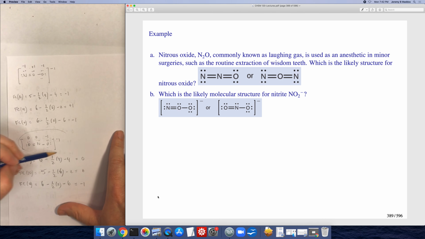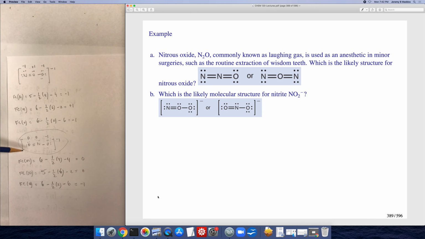So this is the preferred structure for nitrite. And indeed, that's what's found experimentally. This structure is found, this one is not.